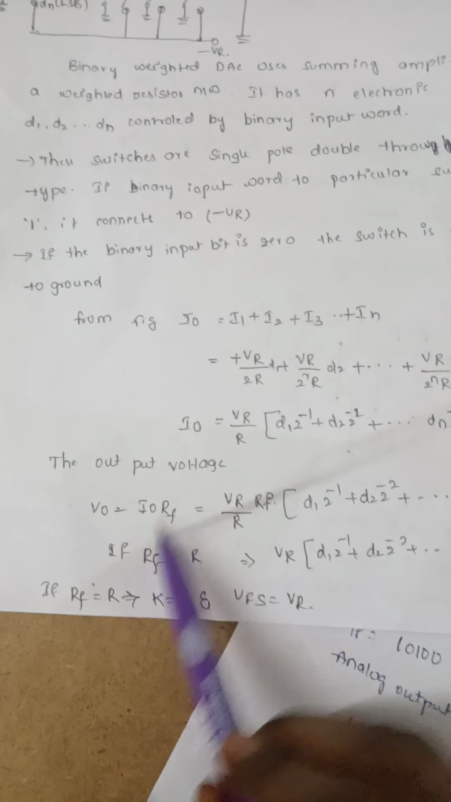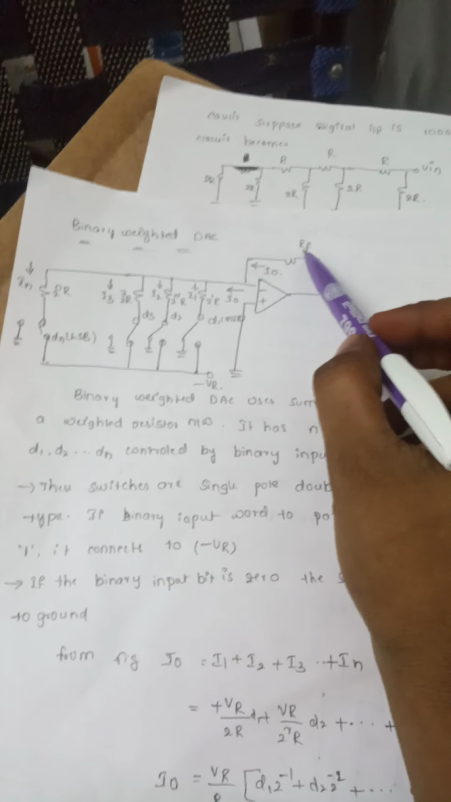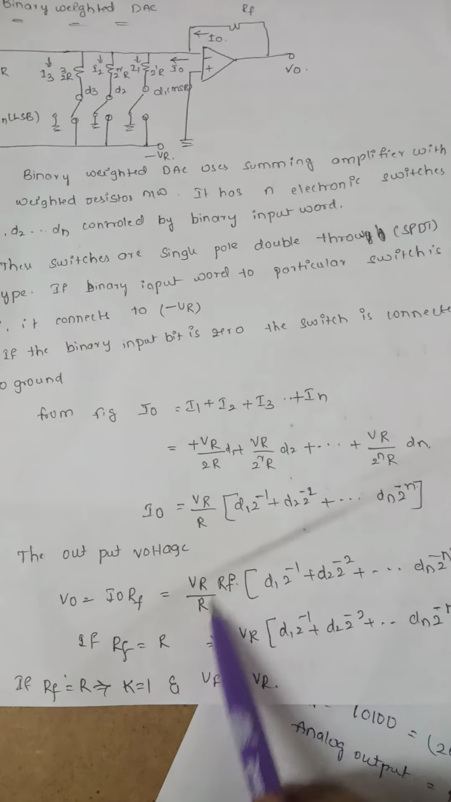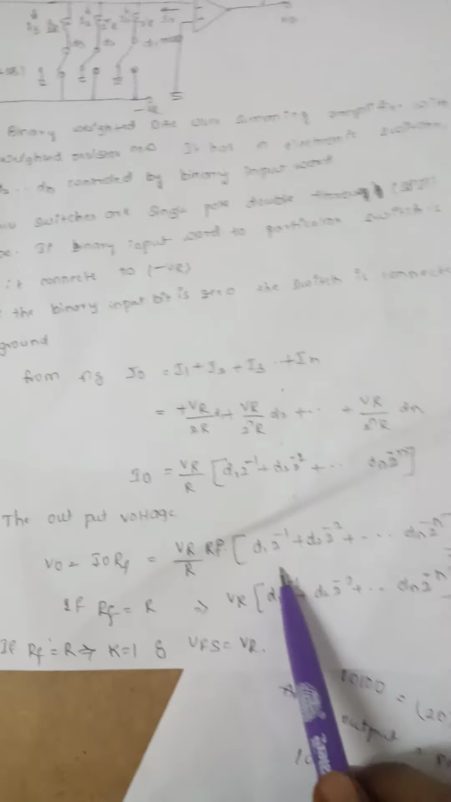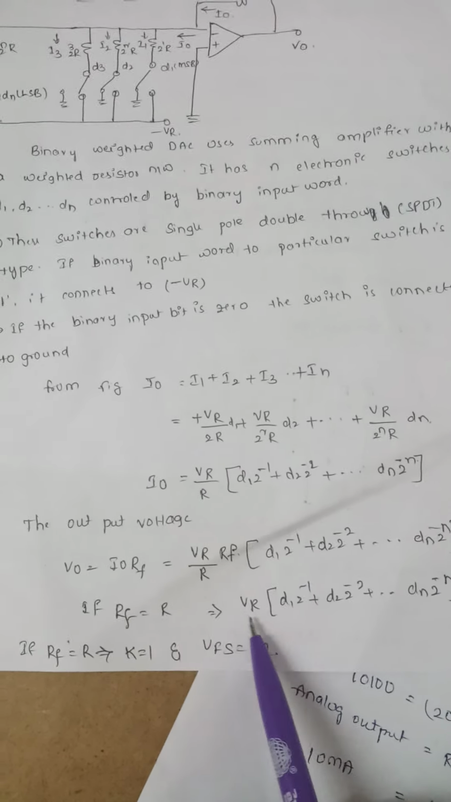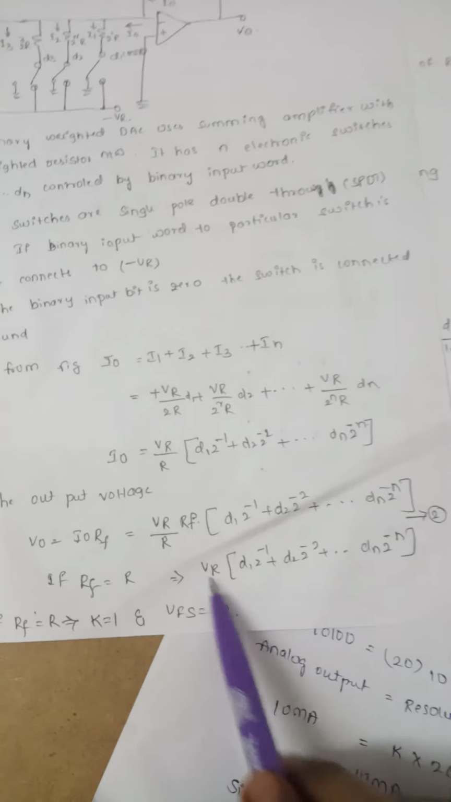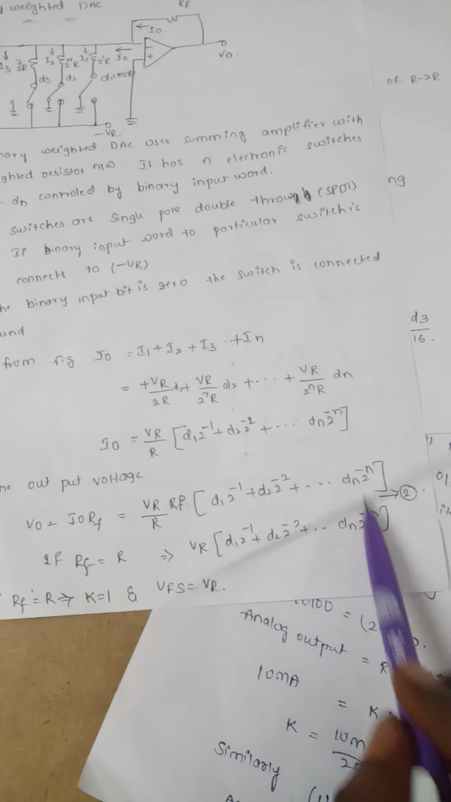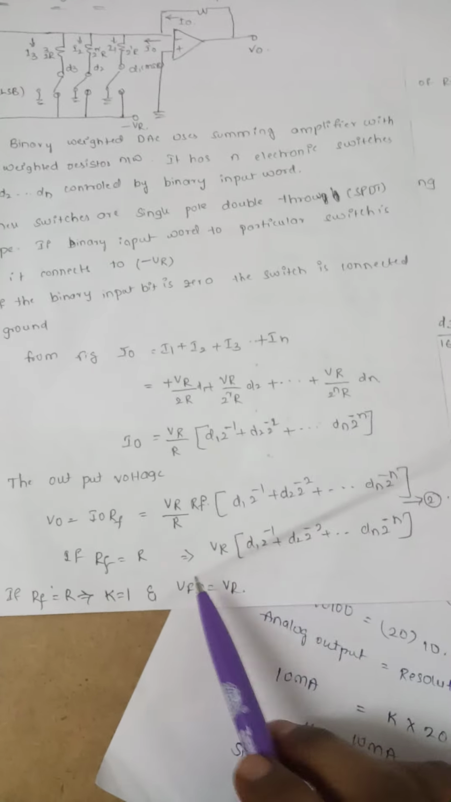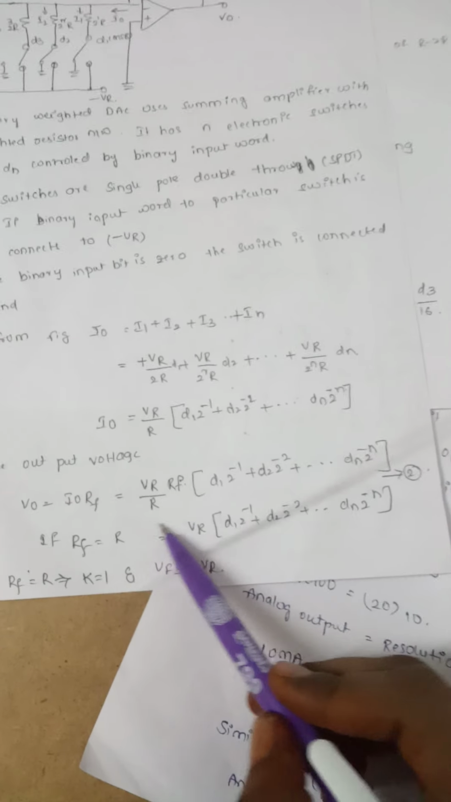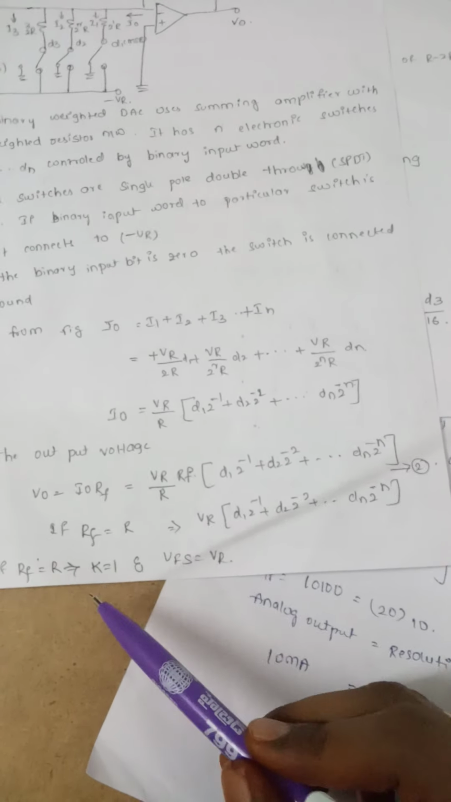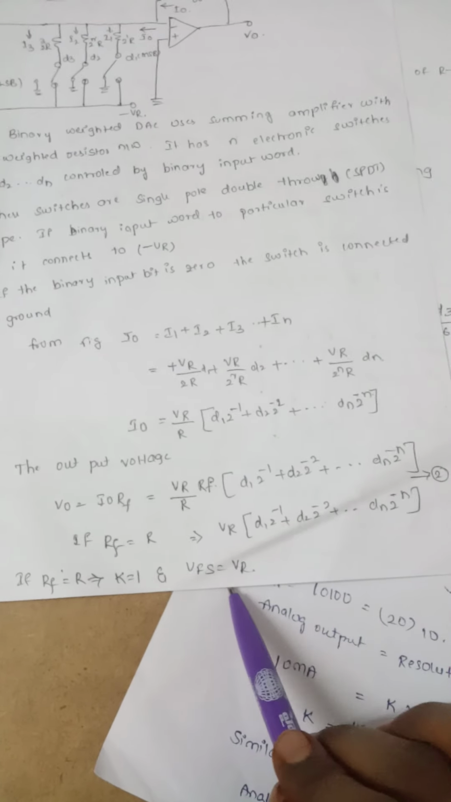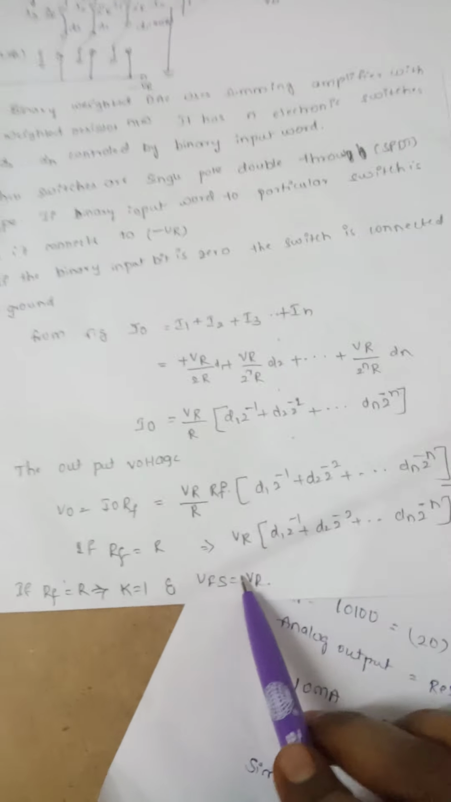Here V0 is equal to what? Feedback resistance into I0. So here V0 equals I0 into RF, which is VR by R into I0, value substituted here. If RF equals R, in that case RF and R would cancel, and finally VR into D1 2 power minus 1, D2 2 power minus 2, up to Dn into 2 power minus n. And here this RF by R shows the resolution, that is K equals 1, and the reference voltage would be equal to the full scale output voltage.